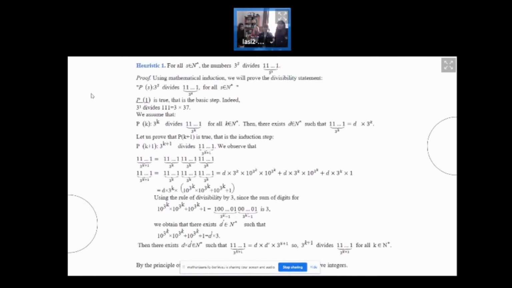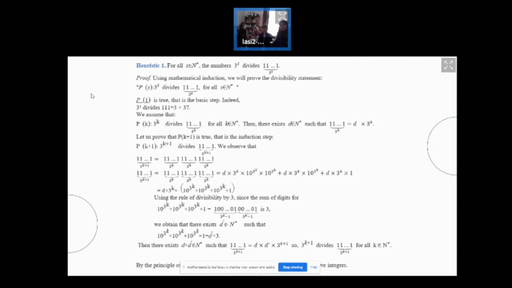Heuristic 1. For all s, where s is a positive integer, the number 3 to the power of s divides 111 taken 3 to the power of s times. Using mathematical induction, we will prove the divisibility statement. Let Ps be a proposition which states that 3 to the power of s divides 111 taken 3 to the power of s times for all s positive integers.